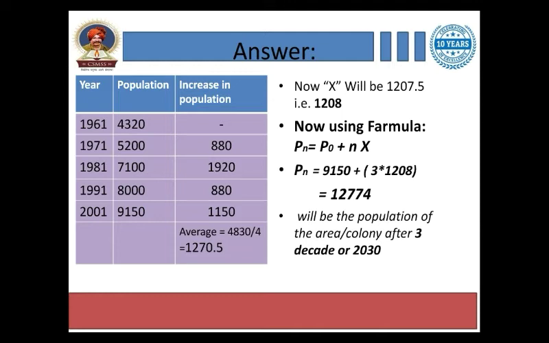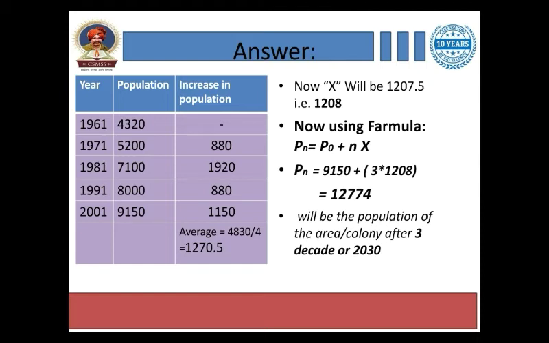So Pn is equal to 9150 plus, in bracket, 3 into 1208, which is nothing but our x. Here 3 is the number of decades. So we will get the population by the end of 2030 as 12,774. Everybody get this?